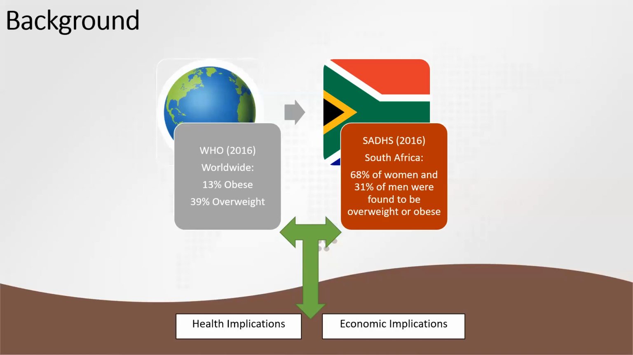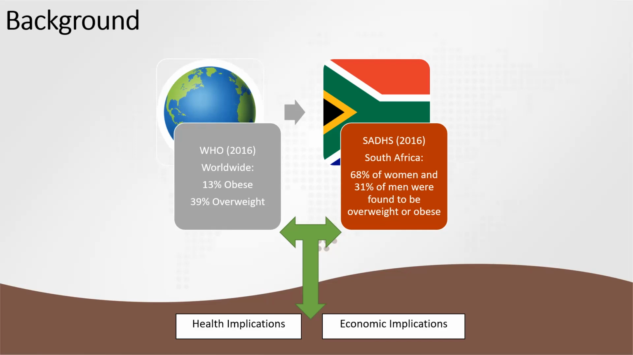Obesity is a complex disorder categorized by an irregular or excessive fat buildup. In 2016, the World Health Organization reported that worldwide an estimated 13% of adults were obese and 39% were overweight. In that same year, the South African Demographic and Health Survey reported that 68% of adult women and 31% of adult men in South Africa were found to be overweight or obese.